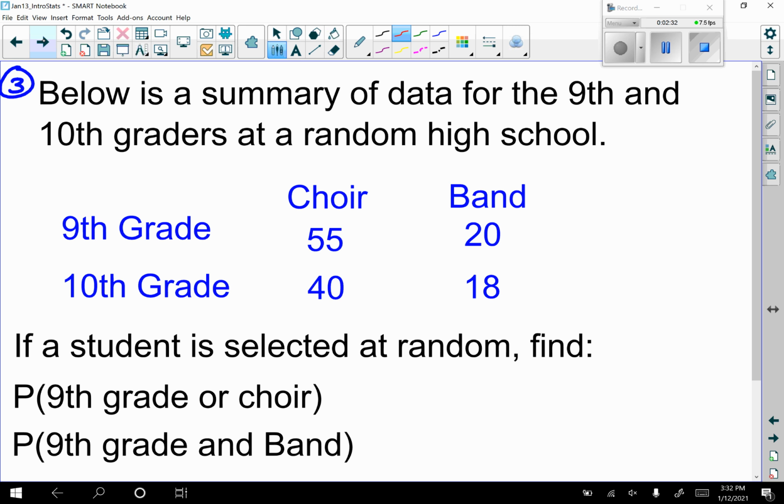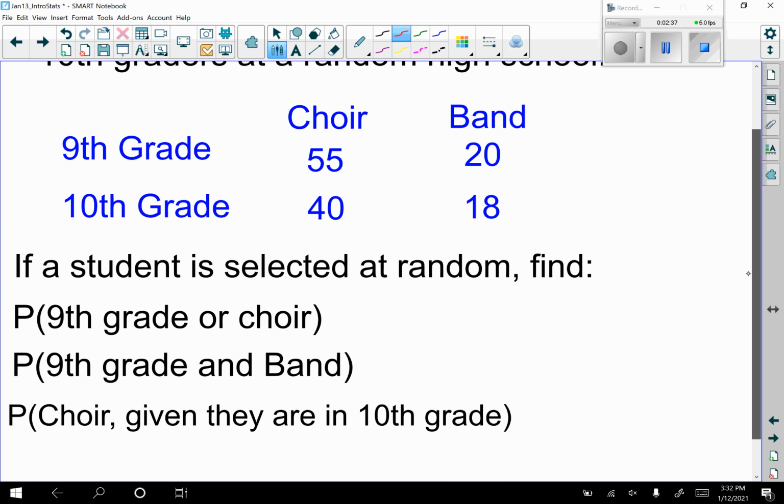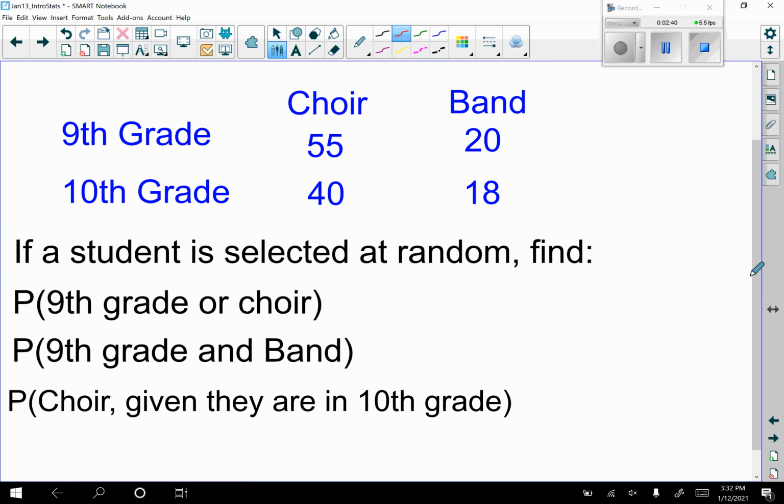So below is a summary of data for the 9th and 10th graders at a random high school. So go ahead and copy down the table or chart and answer these 3 questions. Be sure to pause the video. Okay, if you need more time, just pause the video again. If you're ready to check your work, just follow along.